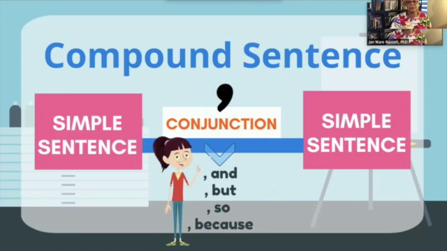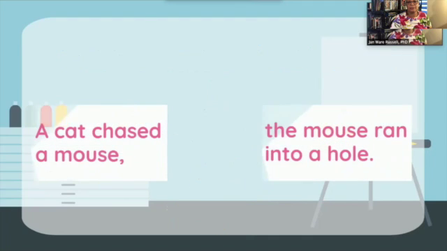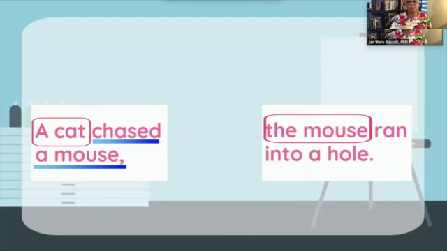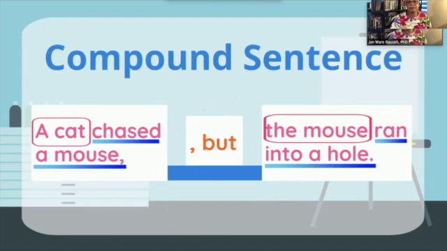So, let's take a look at a compound sentence, shall we? A cat chased a mouse, but the mouse ran into a hole. Let's break it down. Subject and predicate. That's one simple sentence. Subject and predicate. That's another simple sentence. Two simple sentences connected with a comma and but. It's a compound sentence.